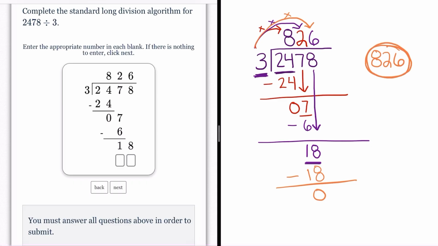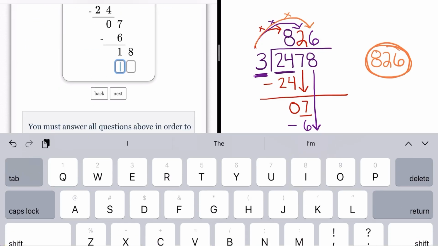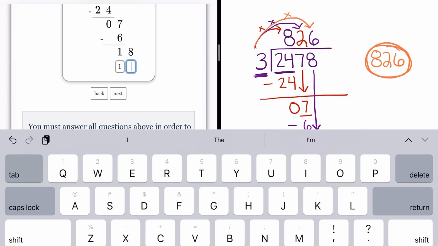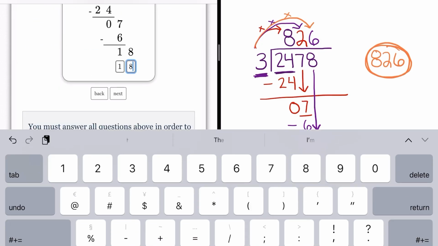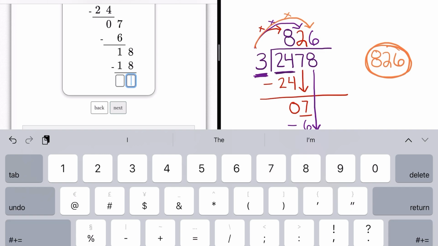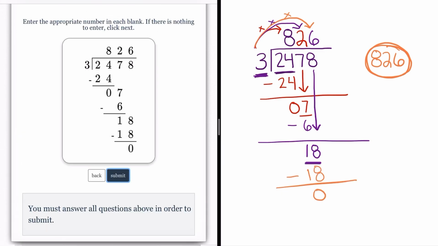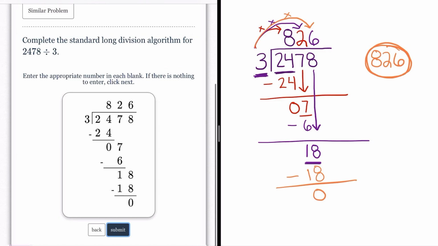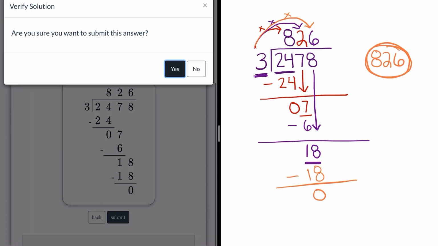So over here on Delta Math, I'm going to type in my 1 and my 8 and my final answer is 0 when I subtract 18 from 18. Once you have that all filled out, you can submit.